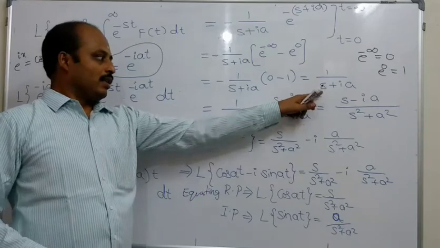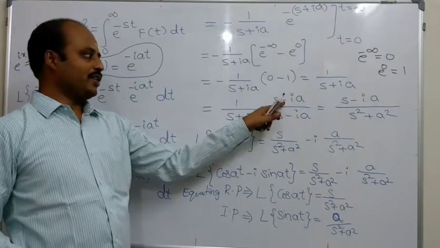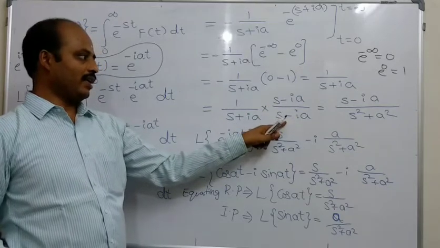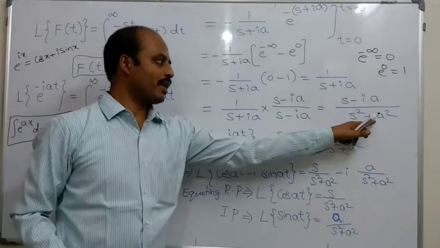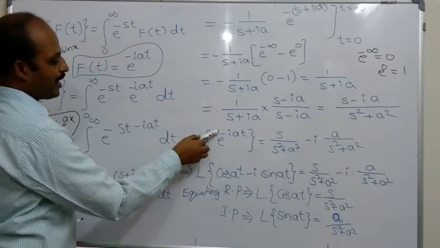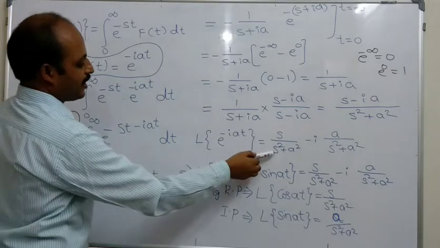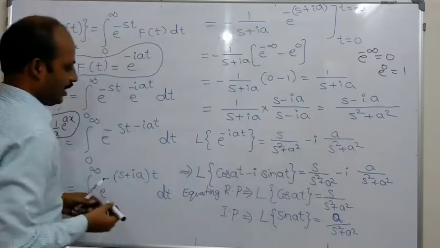Let us multiply and divide with s minus ia. Rationalization. s minus ia divided by s minus ia. In the denominator, we have a plus b into a minus b form. You get s square plus a square. So finally, we prove that Laplace transform of e power minus iat is equals to s by s square plus a square minus i into a by s square plus a square.